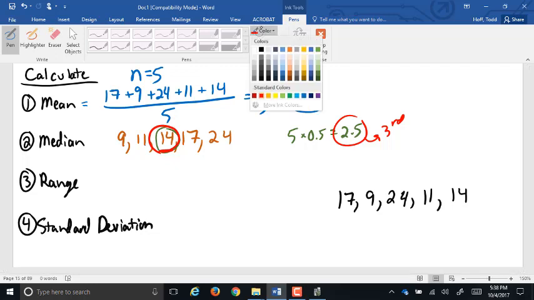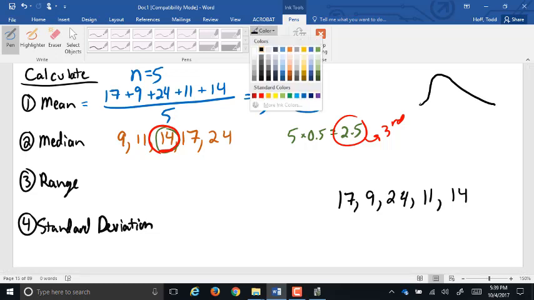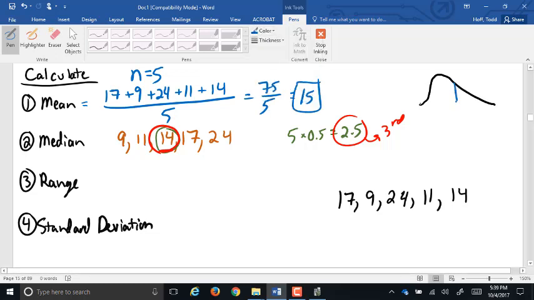This tells us, by the way, that our data set is skewed to the right, because the mean is larger than the median.